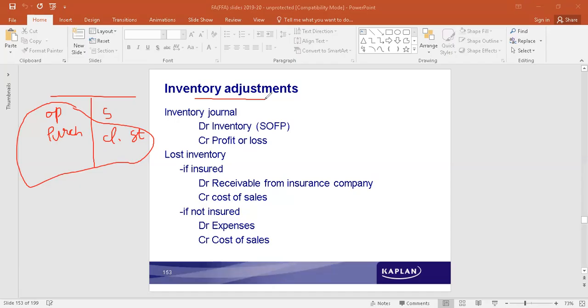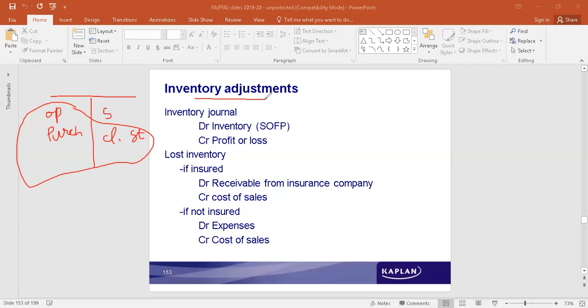So the inventory journal that is accounted is: debit the inventory, because this value goes to the balance sheet, statement of financial position, and it is an adjustment to the cost of goods sold. That is, it's a part of the trading profit and loss account. Okay, so that is credited. That's the first journal entry.